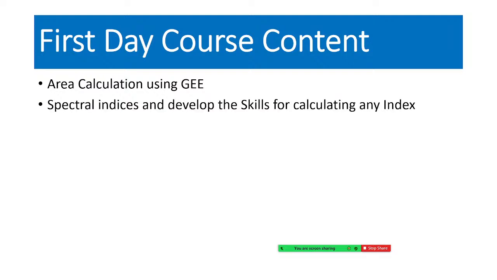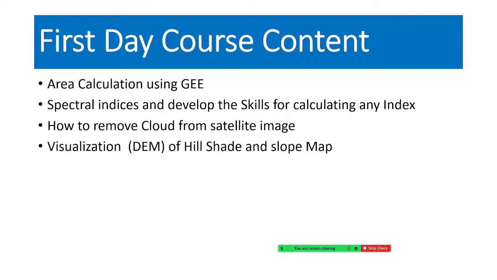After this I will discuss spectral indices and develop the skill for calculating any index. I will also discuss all of the indices and how you can easily calculate them using the Google Earth Engine platform. Then how to remove cloud from satellite imagery, and after this visualization of the digital elevation model, hillshade and slope map. We can also easily use the Google Earth Engine platform for making the aspect map, and make an NDVI chart over a period of time.